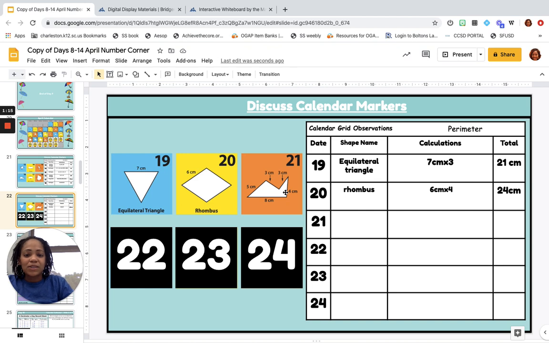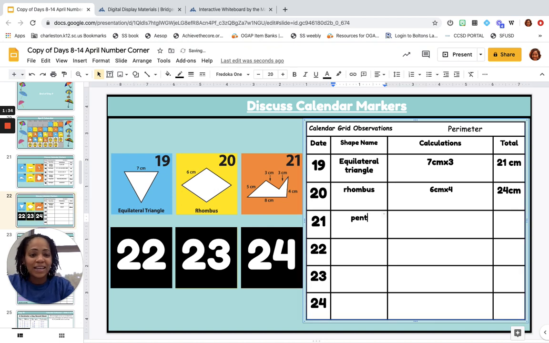Okay, so now today we have a shape that looks kind of funky. And in order to name the shape, we need to count the sides. So let's do it. 1, 2, 3, 4, 5. So what's the shape called? You got it. It's a pentagon. Is it a regular pentagon? No. Regular pentagons would have all sides equal.